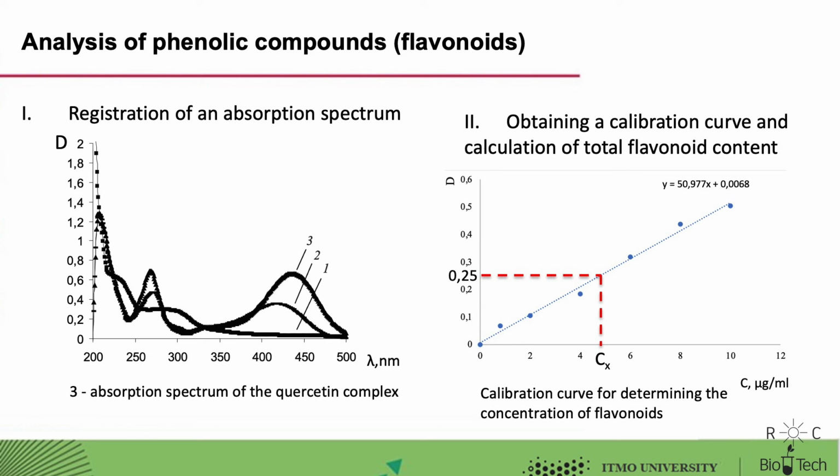Next, the optical density of the test solution is determined, and the concentration of flavonoids is determined using the calibration curve. For example, if the optical density of the analyzed sample was 0.25, then the concentration of flavonoids in terms of quercetin is approximately 4.8 micrograms per milliliter.